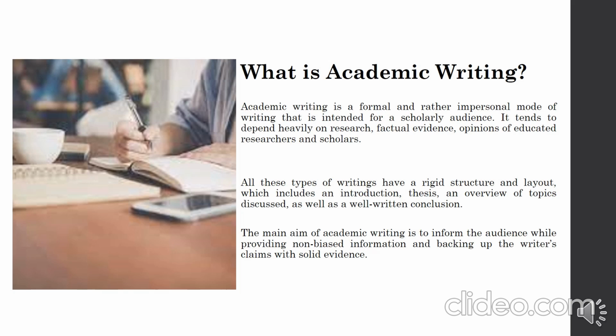When we say academic writing, it is formal and not personal writing, which is intended for a scholarly audience. These are based on research, factual evidence, and opinions of educated researchers and scholars. In academic writing, there is also a rigid structure and layout which includes an introduction, thesis, an overview of topics discussed, and of course, a well-written conclusion. In addition, the main aim of academic writing is not to entertain people, but to inform the audience with non-biased information, backing up the writer's claims with solid evidence.